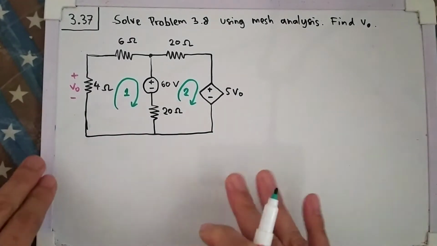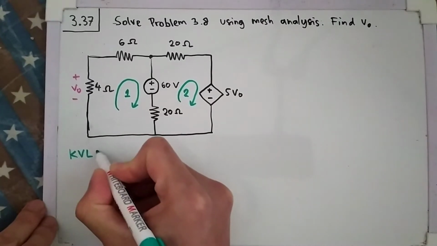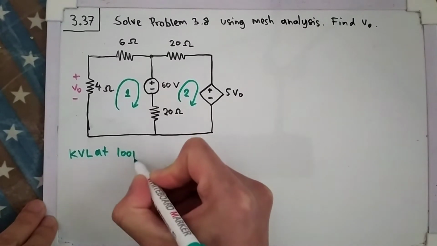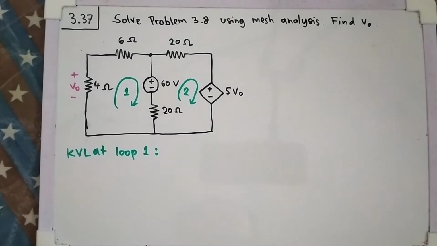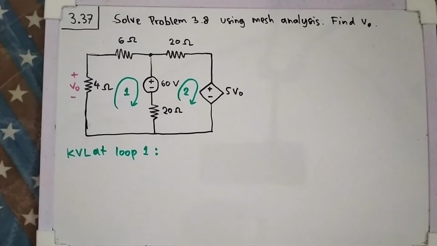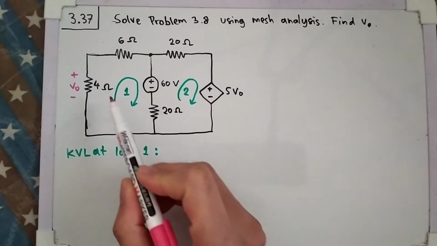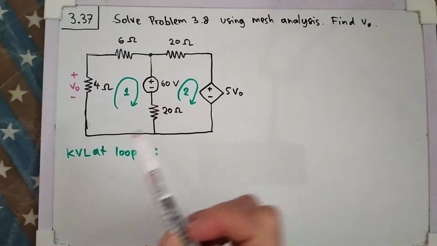So we are going to do what is called KVL, Kirchhoff voltage law. KVL at loop 1. The KVL says that the sum of the voltages in a loop is equal to 0, and we will explore that law. So in loop 1, we will pass 4 components: this resistor, this voltage source, and this resistor.